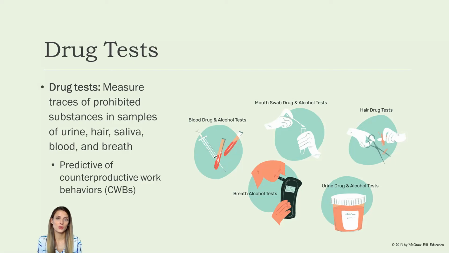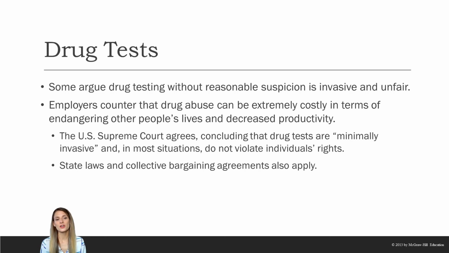Drug tests are used to measure trace amounts of prohibited substances in samples provided by applicants. We can take blood, urine, spit, hair, and breath in order to measure the amount of the substance in the sample. These drug tests are most predictive of counterproductive work behaviors. There are some people who argue that drug testing without reasonable suspicion is an invasion of privacy and unfair. Employers argue that drug abuse can be extremely costly for the organization and can decrease productivity.